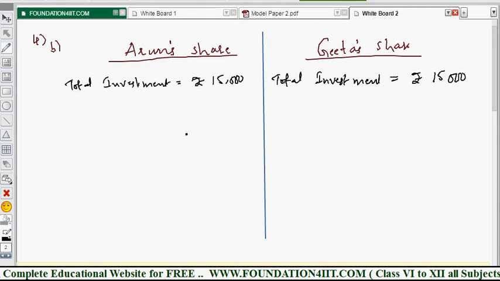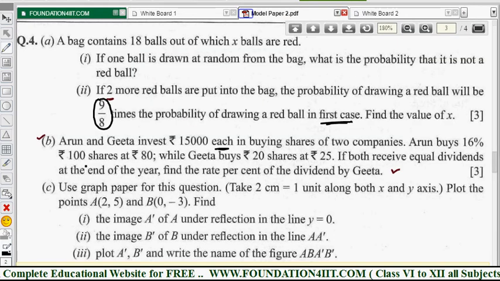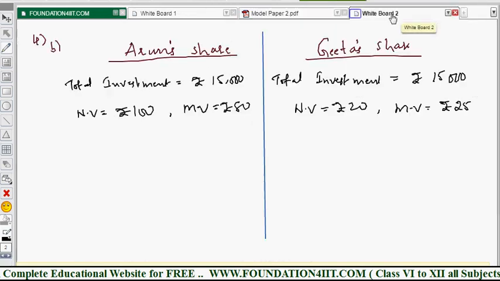Okay. Then nominal value in this case is rupees 100 and market value is rupees 80. So as per the question, here nominal value in this Geeta share is rupees 20 and market value is rupees 25. You can see here 100 rupees shares at 80 and 20 rupees shares at 25. And Arun buys 16% dividend.